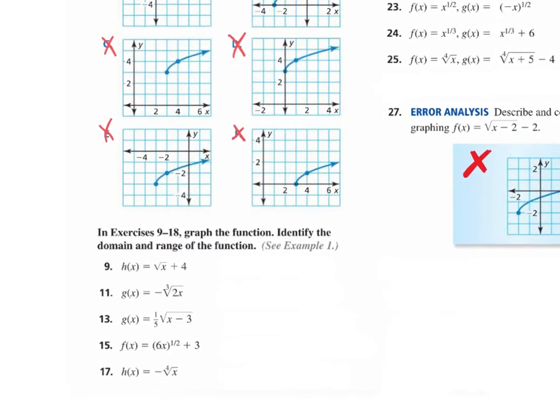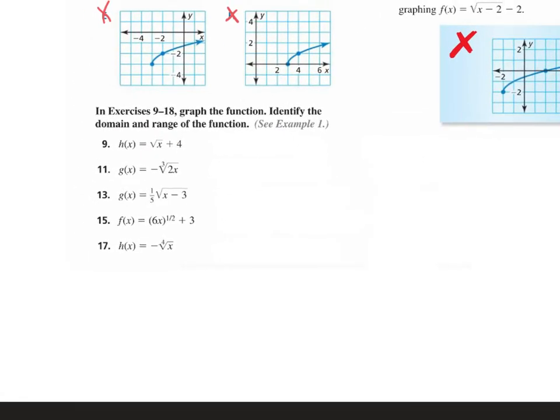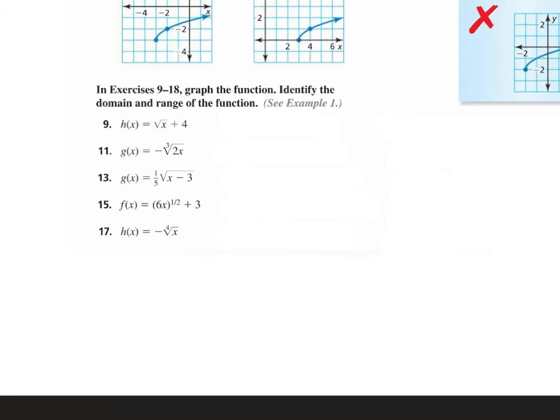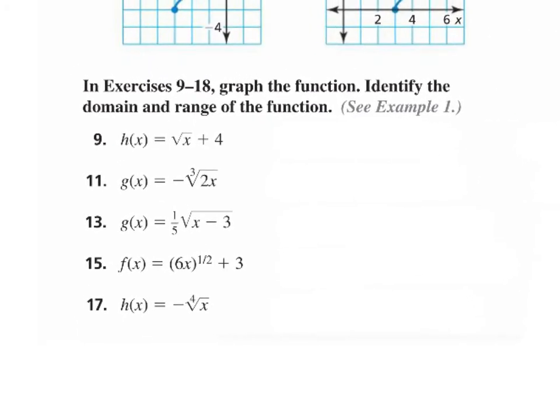All right, for 9 through 17, these 5 questions, we're graphing. For these, we have to plug in numbers, get our points on our graph, and plot the points. All the fun stuff. 9, we can see it only has one transformation happening to it, so we can take our parent function and move it which way? What does that +4 tell us? Up 4. We're going up 4.